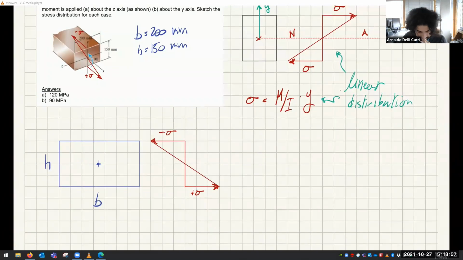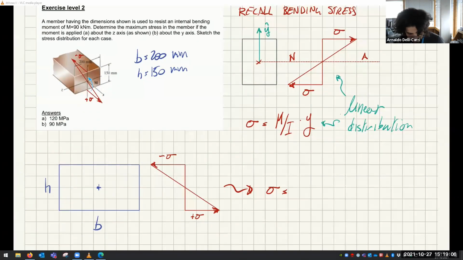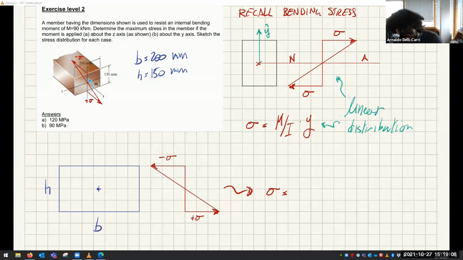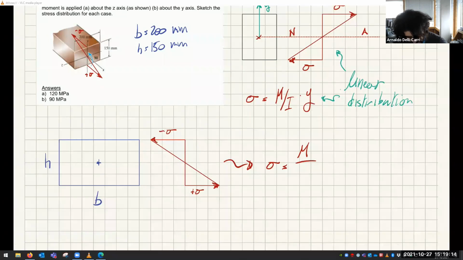But how much is this sigma? Well, how much is very easy. We use sigma equals M over I times y. Now M is, let's say, M over the second moment of area with respect to this z-axis. I'm drawing it as I see it here. So sigma is along the x-axis. So sigma x is the M around z, divided by Iz, times the y coordinate.